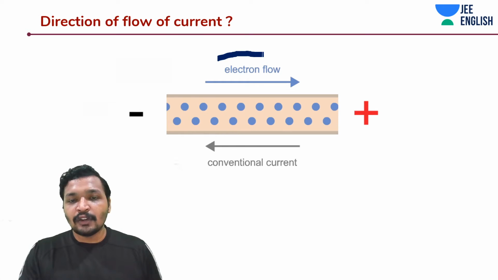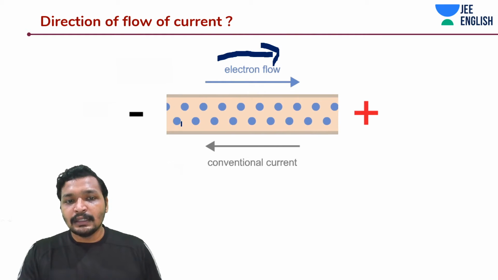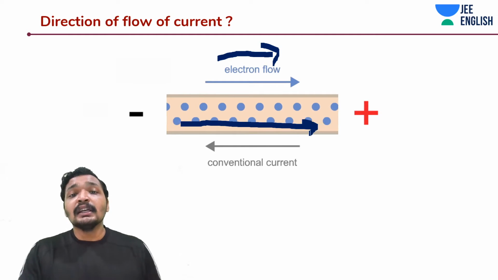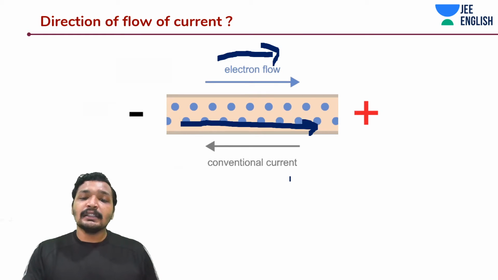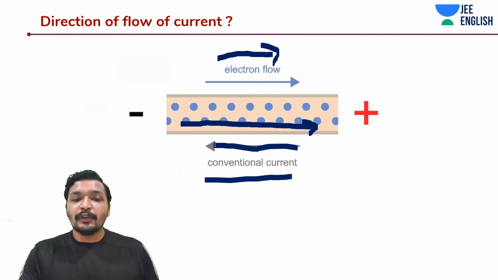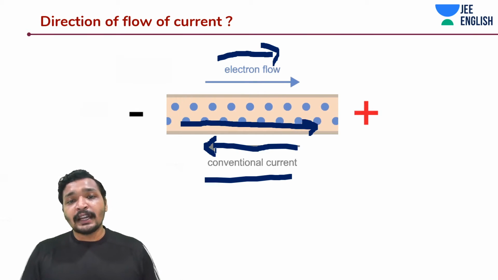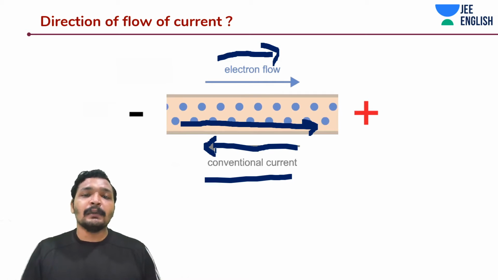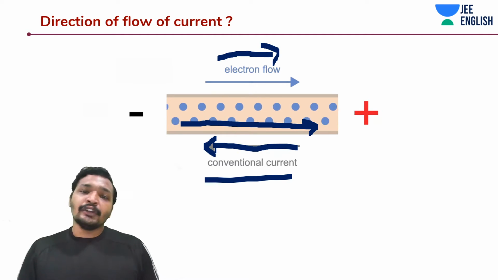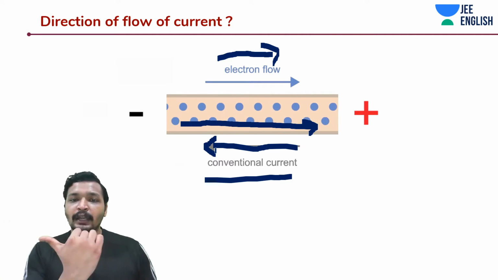If this is the direction of flow of electrons, like in this case, what you're seeing below, where the electrons are flowing in this direction, then that means the direction of current is like this. Because the current is assumed to be along the direction of flow of positive particles. Electrons are negatively charged. So if electrons are flowing like this, current would flow like this.